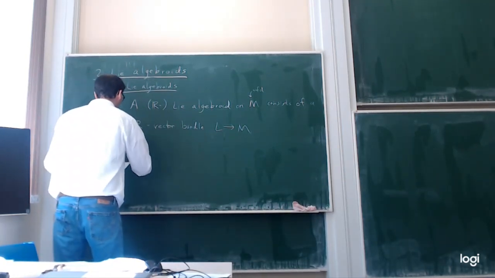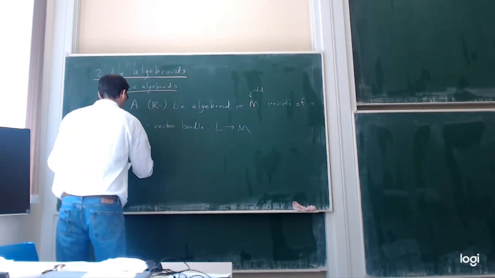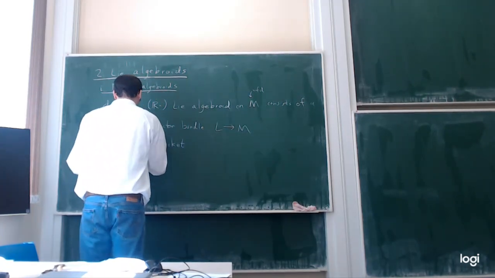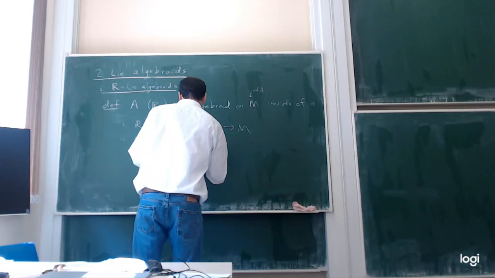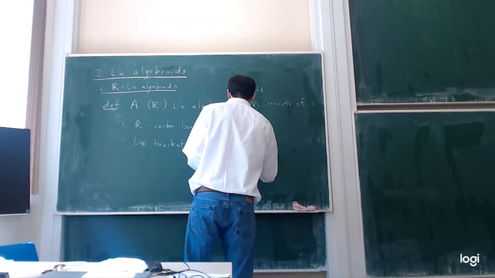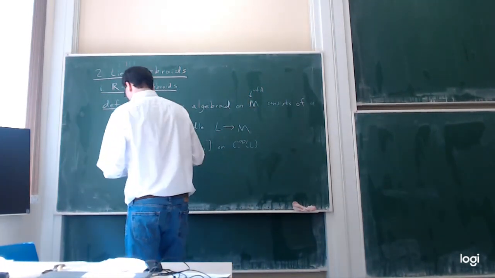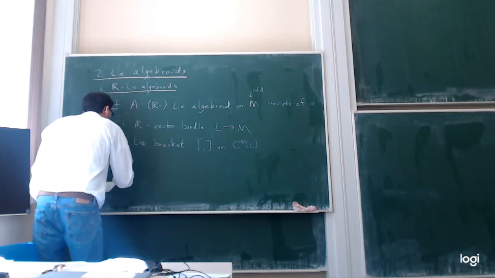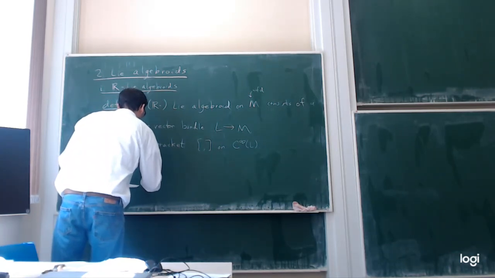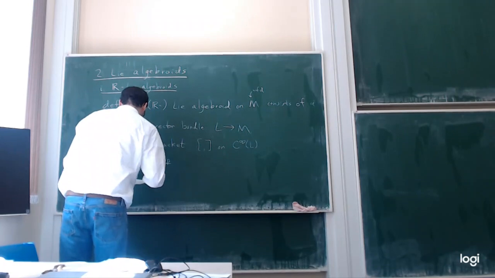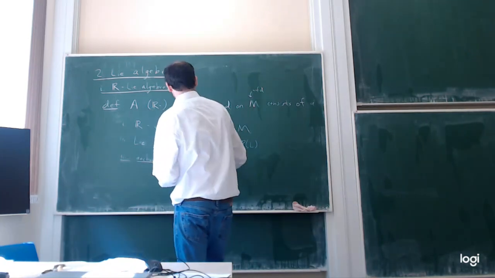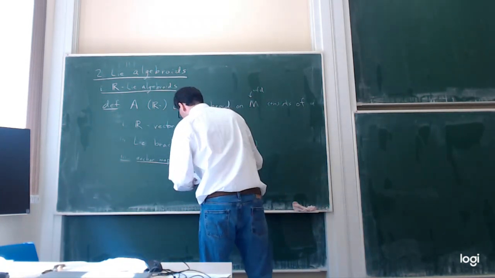Second, a Lie bracket on the space of sections of L. So we'll denote that C infinity L. And third, an anchor map A from L to the tangent bundle on M, and this is a smooth bundle map.